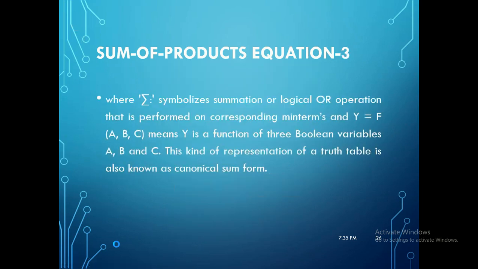So in the previous slide you have seen the summation symbol. So what is the meaning of the summation symbol? So it symbolizes summation of logical OR operations that is performed on corresponding mean terms. And Y is equal to F of ABC means that Y is a function of 3 Boolean variables A, B, C. This kind of expression or representation of a truth table is also known as canonical sum.